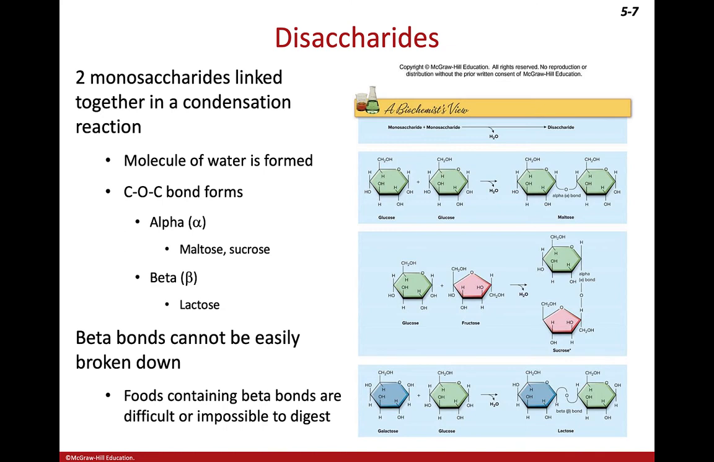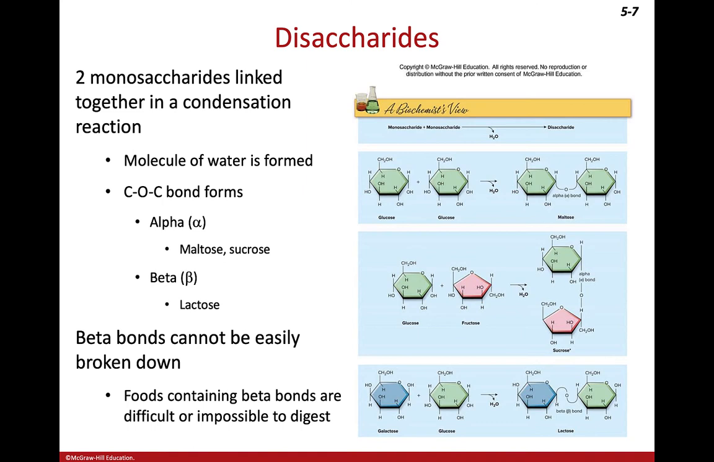But let's take a look at maltose. Maltose is 2 glucose molecules combined together. Sucrose, or table sugar, is glucose and fructose. And then we have lactose, which is glucose and galactose. So once again, you want to be comfortable with the big 3 monosaccharides, the big 3 disaccharides, and the monosaccharides that make them up.